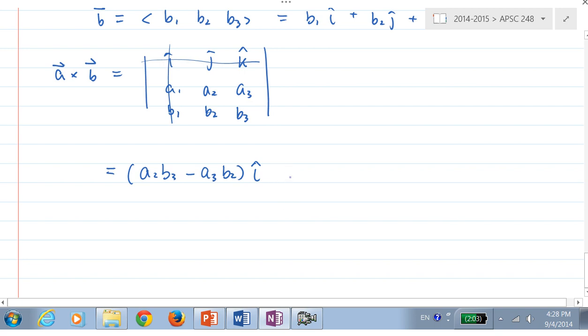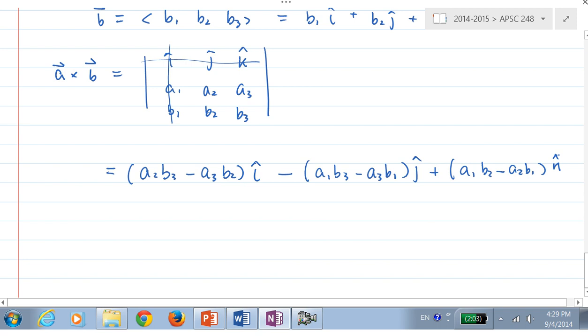The second one is often a mistake that you could make. It's a negative here. So cross this out: A1 B3 minus A3 B1, J hat. But you have a negative here. And the last one is plus: A1 B2 minus A2 B1, K hat. So that's the cross product.